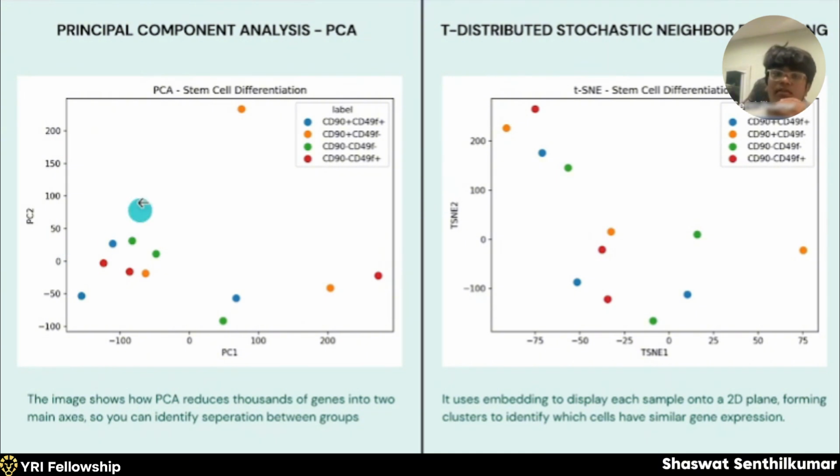It highlights how the principal component analysis can reduce all these thousands of genes into two main axes through these four subgroups. So you can identify the different kinds of differentiation that they have.